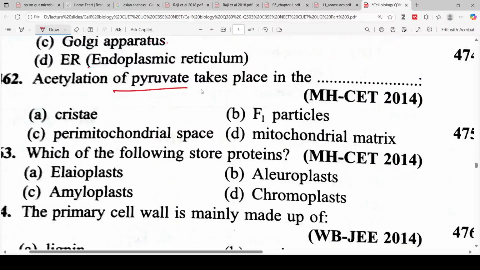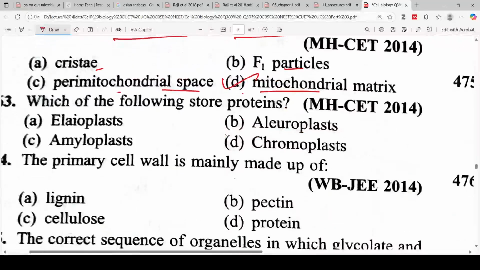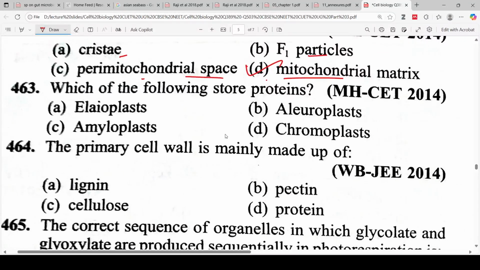Acetylation of pyruvate takes place in cristae, F1 particles, perimitochondrial space, or option D, mitochondrial matrix. So option D will be the correct answer. Next question: which of the following store proteins? So the correct answer is aleuroplast.